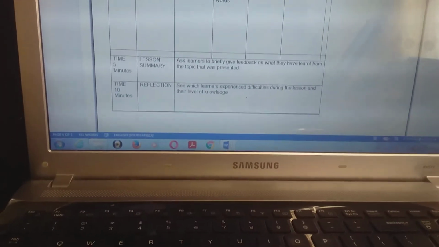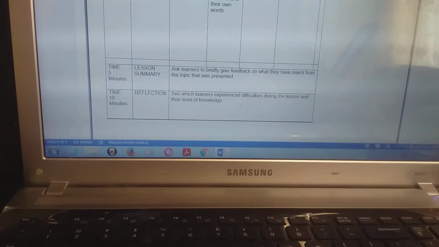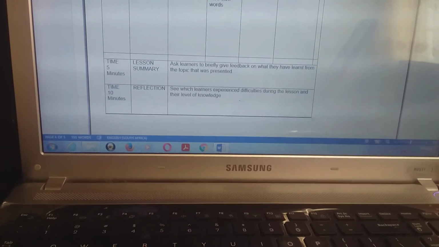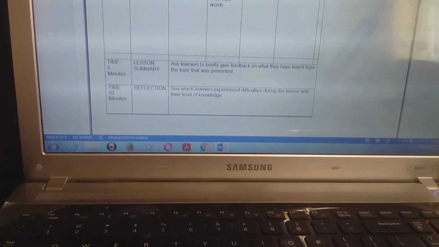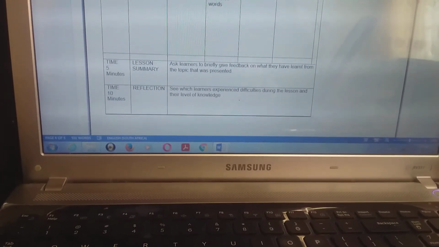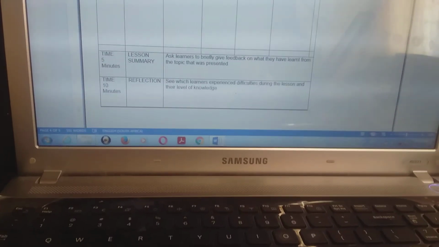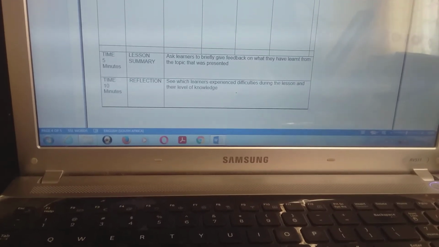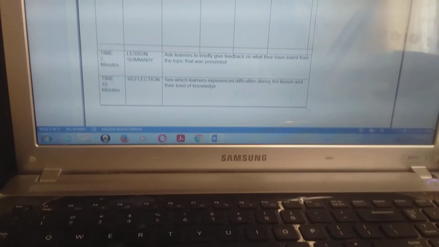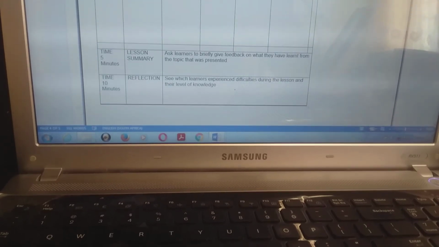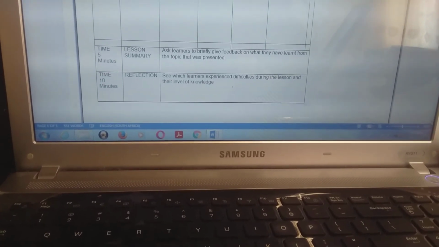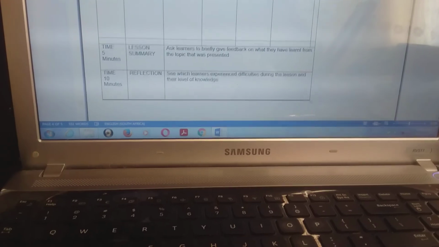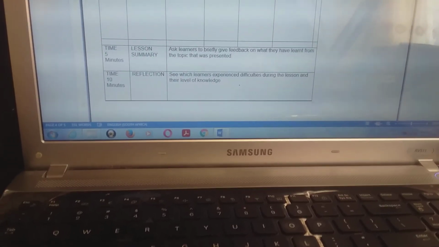Lesson summary. The teacher will ask learners to briefly give feedback on what they have learned from the topic that was presented. The reflection part will be 10 minutes, where the teacher will see which learners experienced difficulty during the lesson and their level of knowledge in order to improve the next lesson.